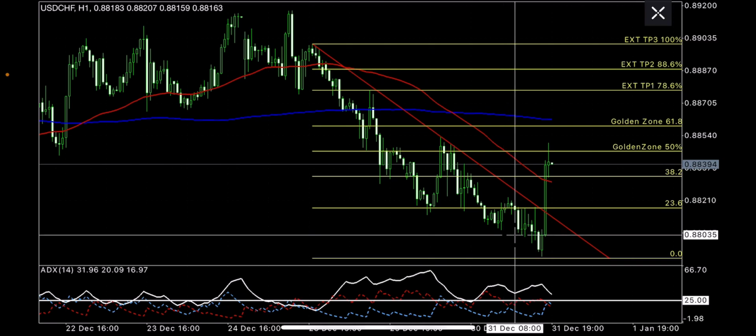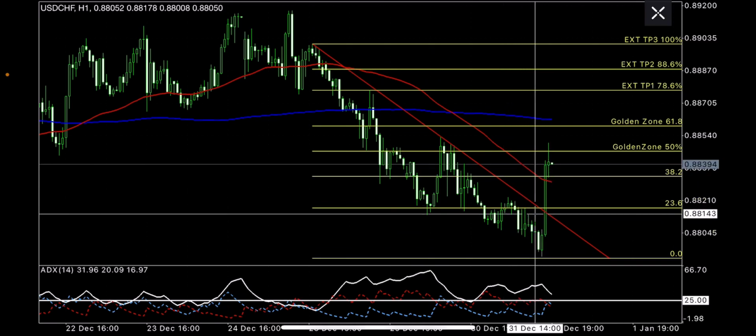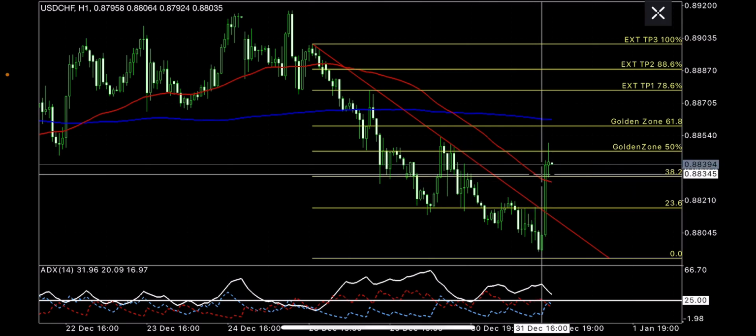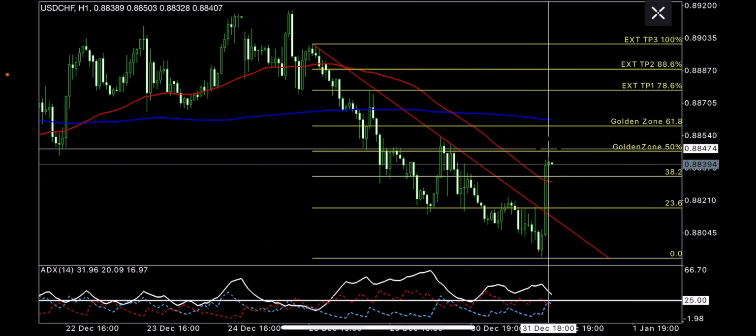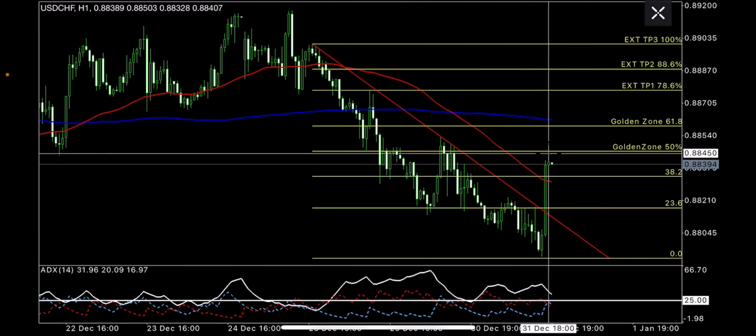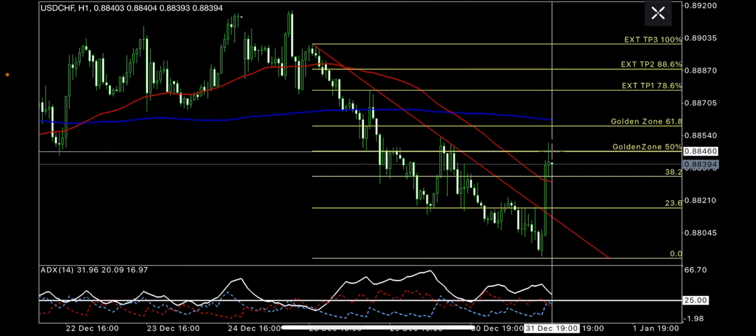This is a sell. Nothing but sellers in a bearish market right here. So you want to see where price is going to retrace to. Before the market closed, the price retraced to the 50% golden zone. All right, so what that means is that price is going to go right back down.